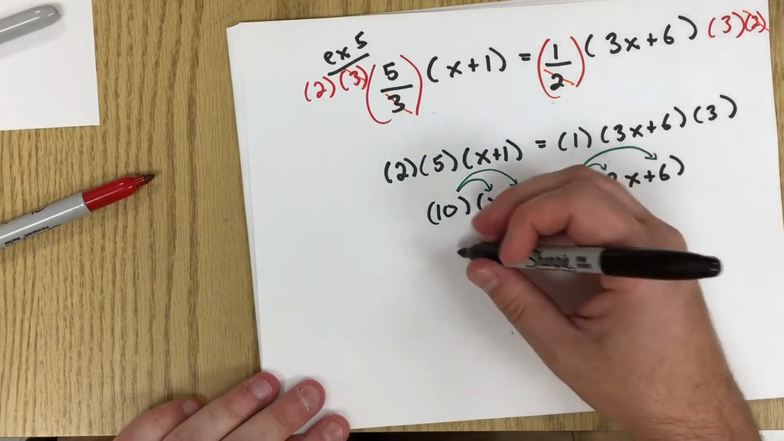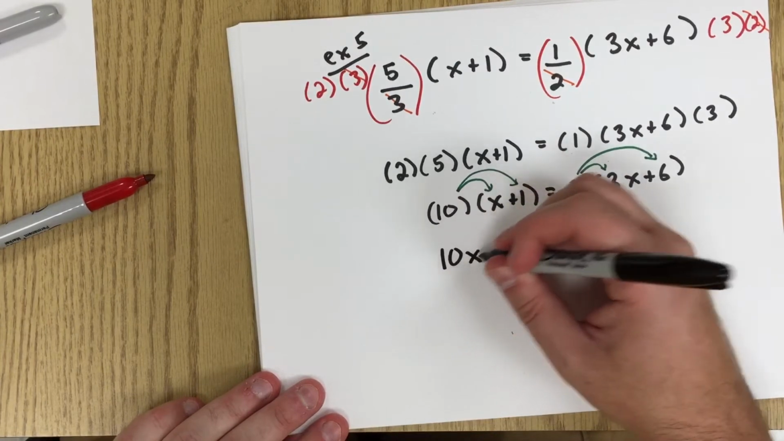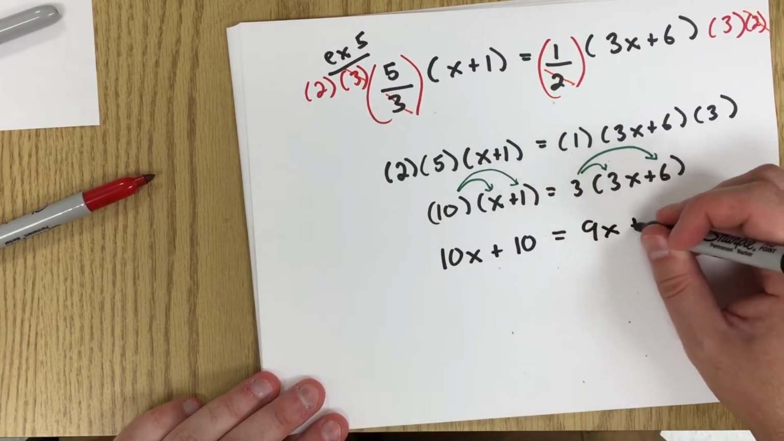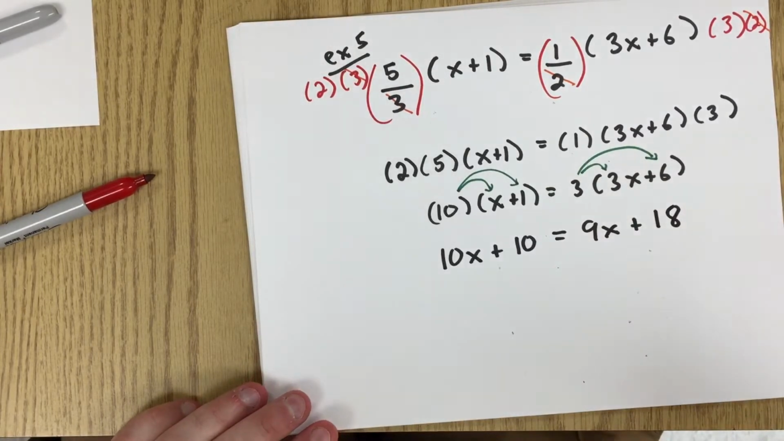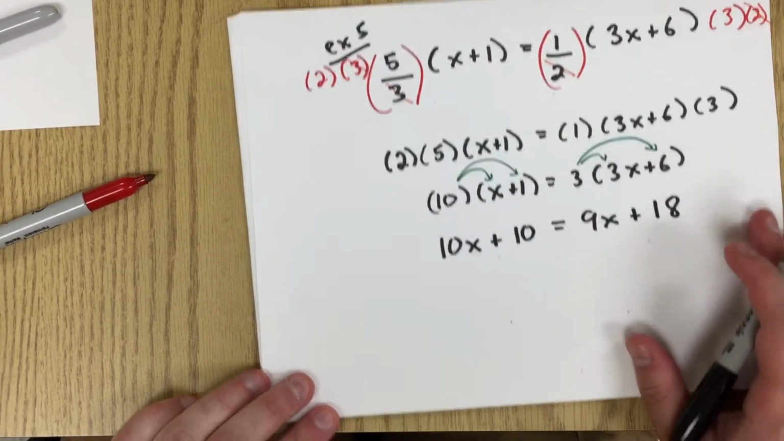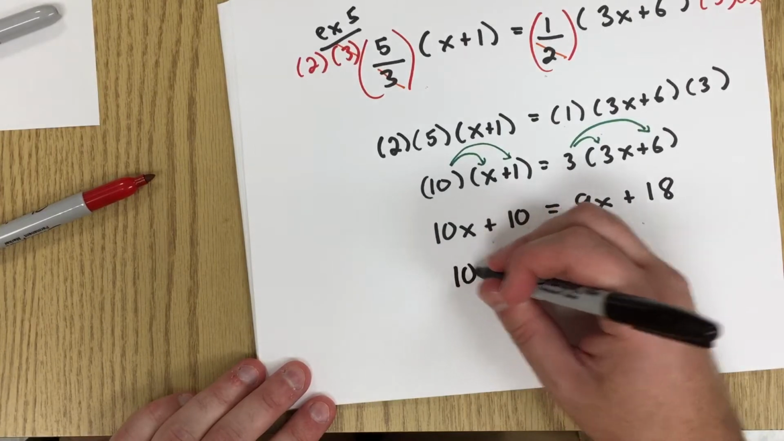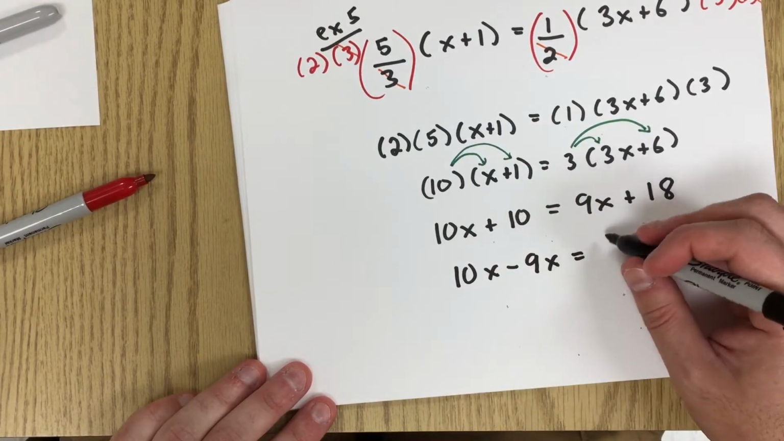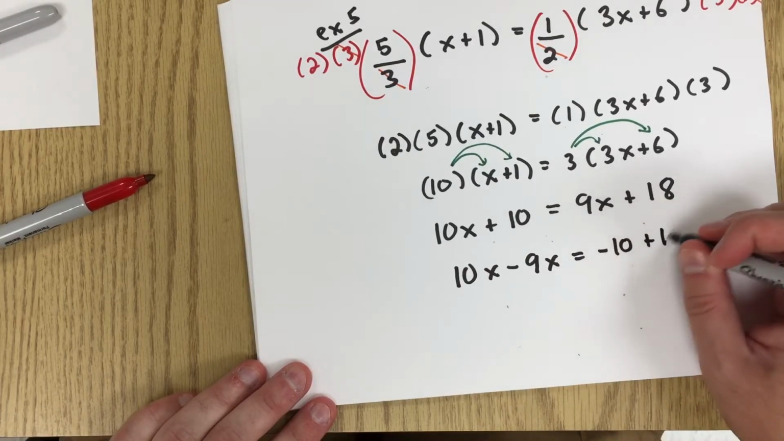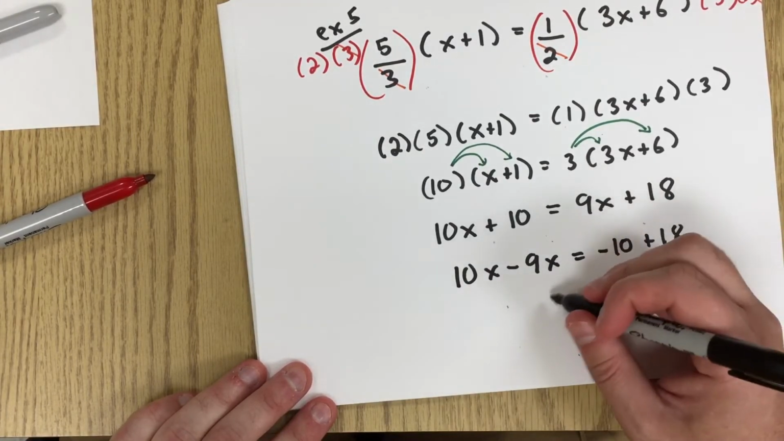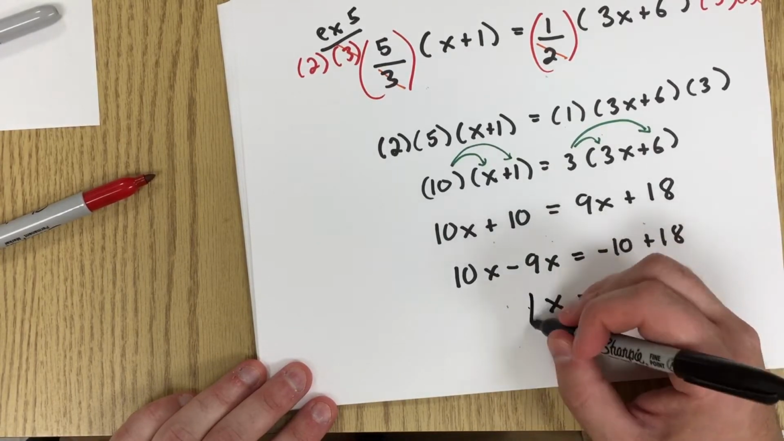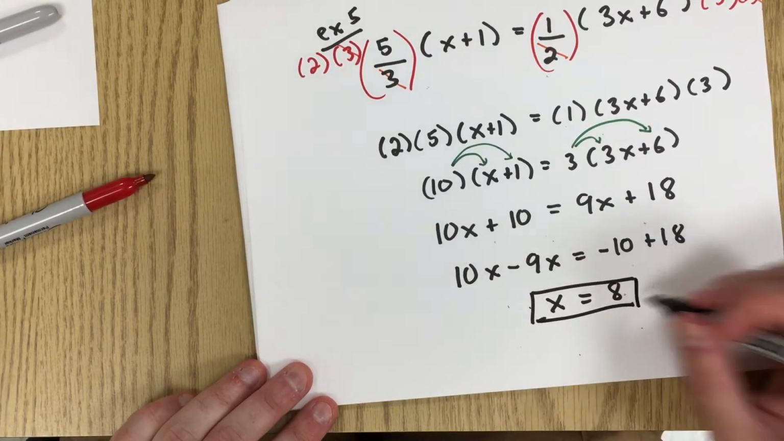And we get 10x plus 10 equals 9x plus 18. Then we move things around, and we're going to get 10x minus 9x equals negative 10 plus 18. 10x minus 9x is actually just x, and negative 10 plus 18 is 8. And there we go.